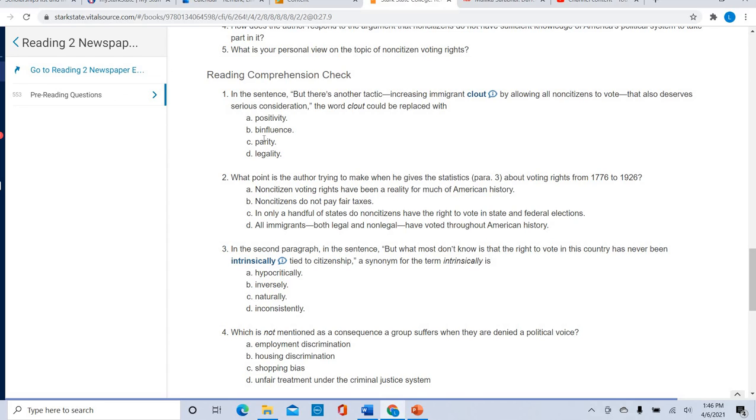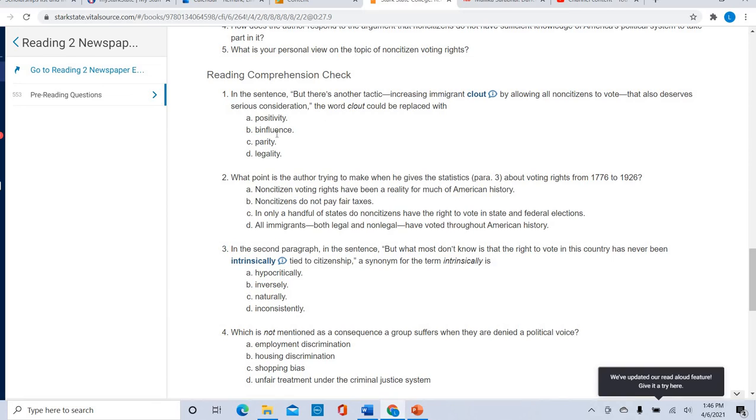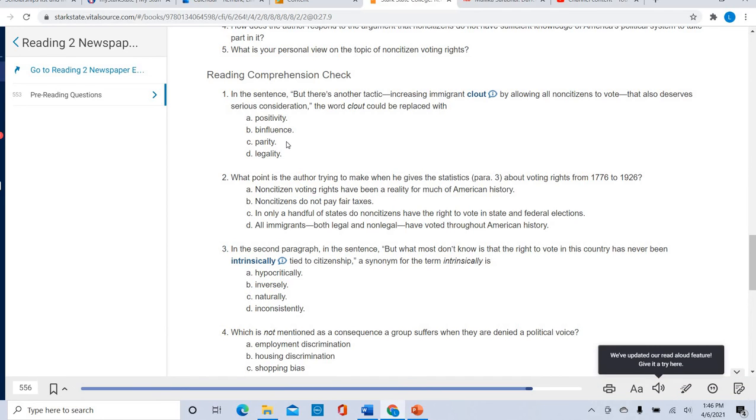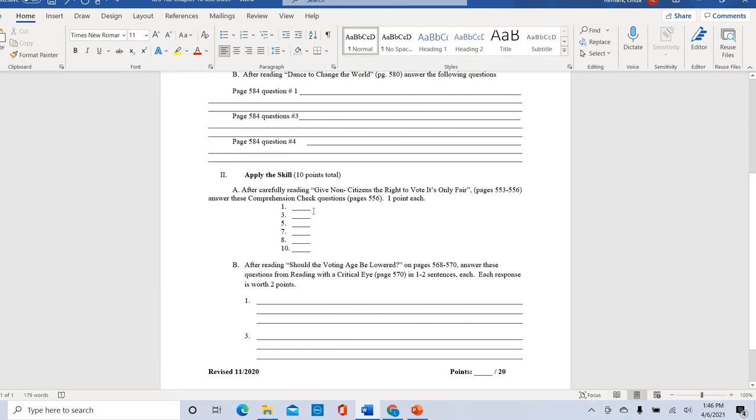positivity, influence, propriety, and legality. There is an extra B in there that shouldn't be there. So if you think about the word clout, it usually means like you have some push behind you, like you have a little bit to go off of. So the best choice would be influence, B. If you have clout, you have some power, you have some influence, you're able to make a difference. So number 1 is B.